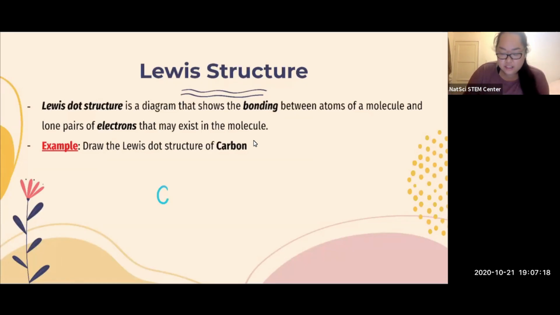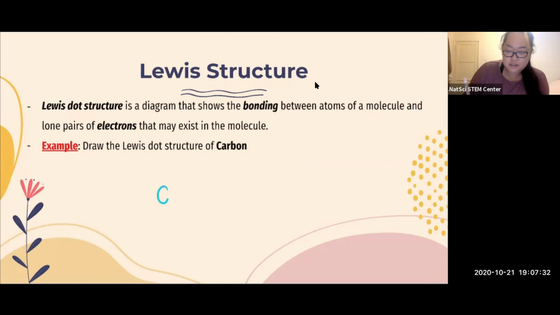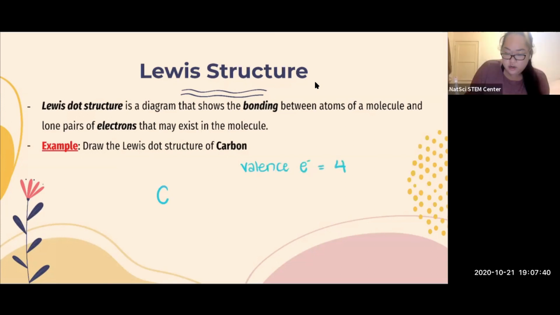So since we're drawing the Lewis dot structure of carbon, how do you think the electrons will be distributed? Carbon should have an octet and be the central atom, right? Yeah, so how many valence electrons does carbon have? Four. So if there's four, would you distribute it like this?